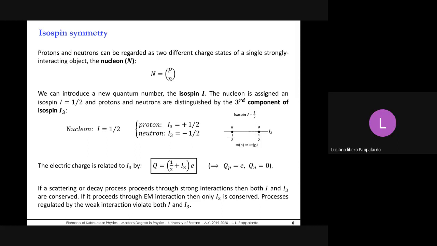Now, if a scattering or a decay process proceeds through the strong interaction, then both I and the third component of I are conserved. If it proceeds through the electromagnetic interaction, then only the third component of isospin is conserved, but I is violated. And the processes regulated by the weak interaction, as usual, violate everything, so they violate both I and the third component of isospin. We'll come back to these, of course, in the next lessons.